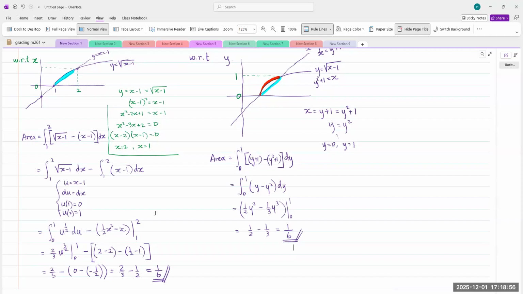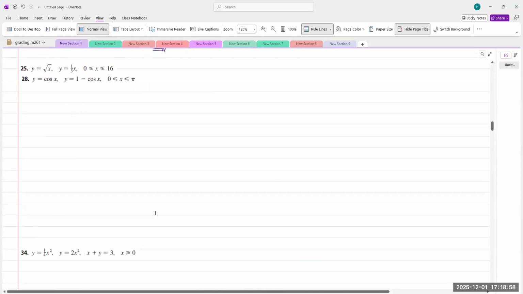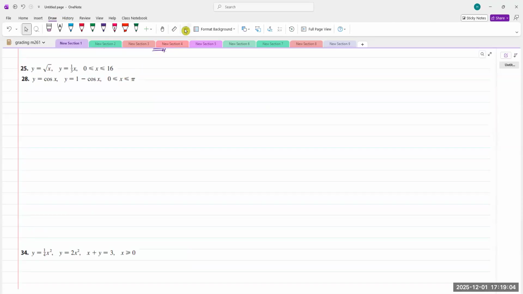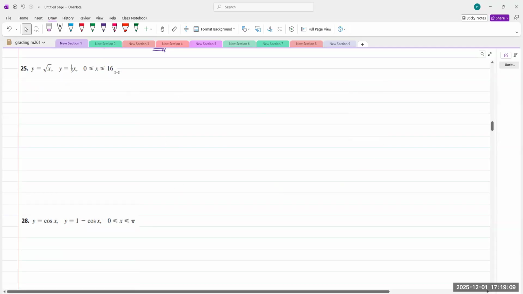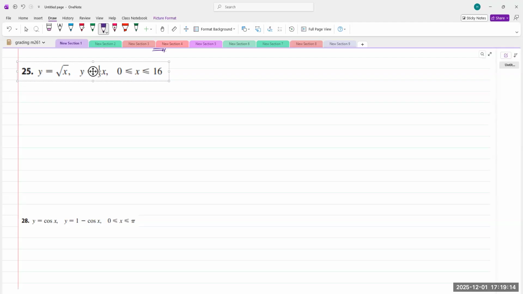Okay, that's for number 22. Let's see number 25. Notice that I usually don't do odd numbers, but if I do, it means there could be something we can learn from there. Okay, number 25, we have y equals square root of x. That's easy. Square root of x looks like this. And y equals 1/3 x looks like this approximately. But x is between 0 and 16.